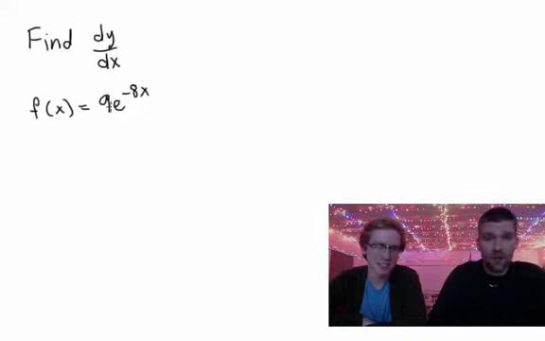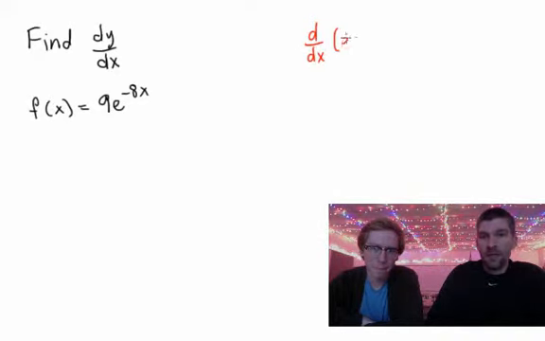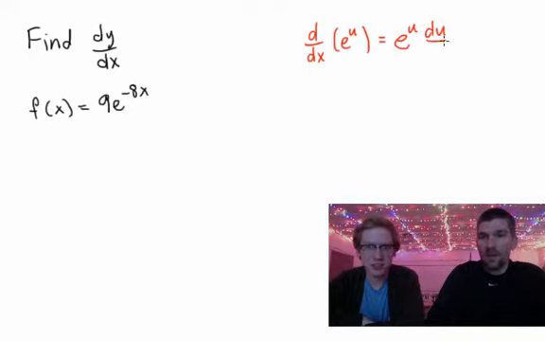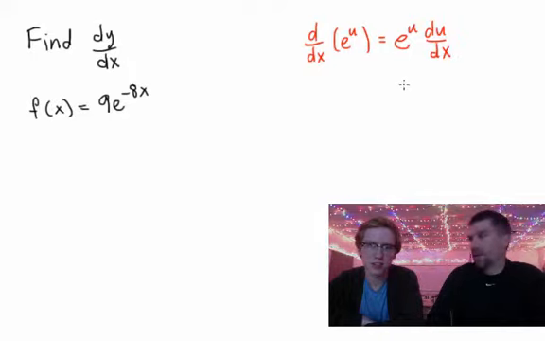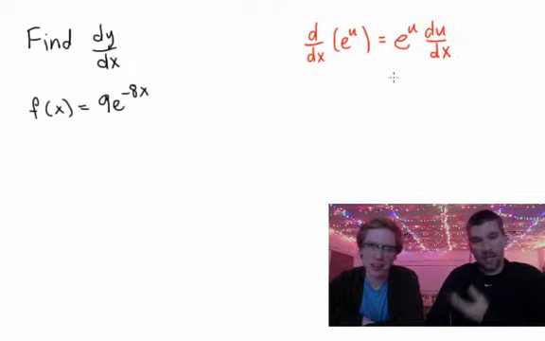So let's just run over here to the side real quick and have a quick refresher on what that looks like. If I take the derivative of e to the u, what do I get? Do you remember? You get e to the u du dx. It doesn't get any easier than that.